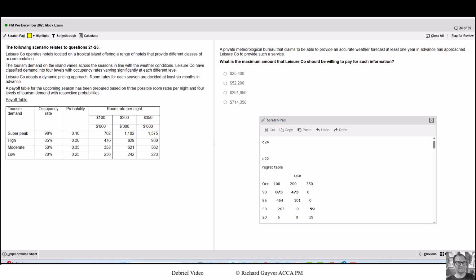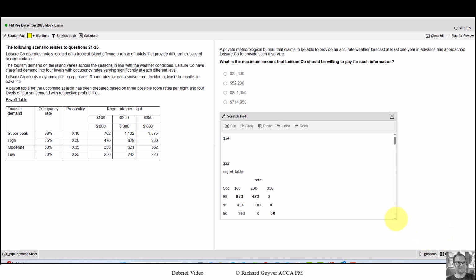Then we find the expected value with information, and the difference between the 2 is the maximum we'd be willing to pay. If you were running out of time and had to guess, I'd probably be guided a bit by this. You see, 714,000 is more than the revenue they would earn under 8 of the scenarios. So that's probably a bit high. The 291,000 is more than they'd earn under 3 of the scenarios. I think I'd be erring more towards one of the smaller values.